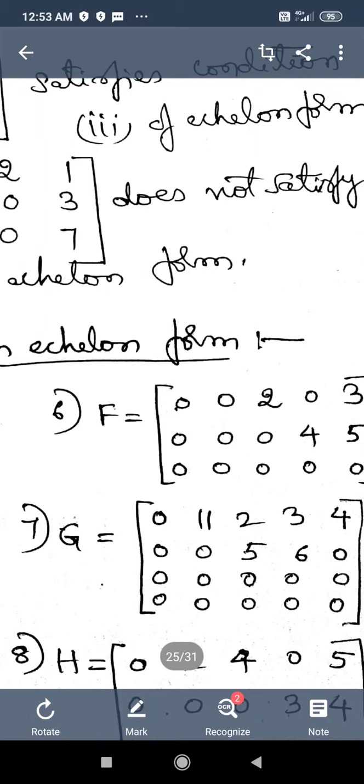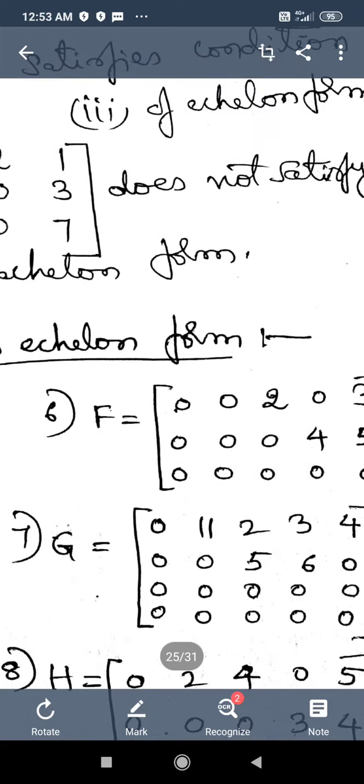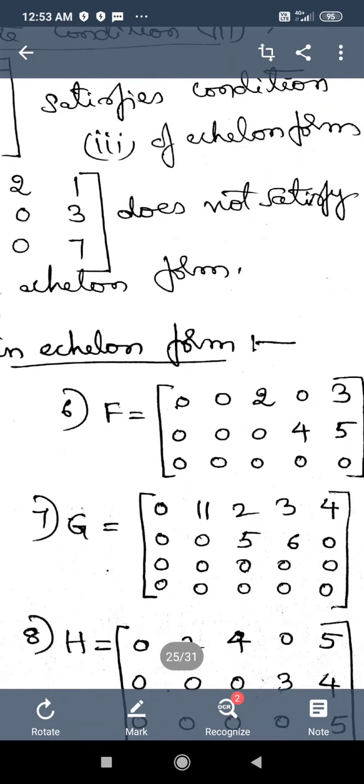So elements below 2 are two zeros. So that condition is satisfied. Even the element below 4 is also 0. So that condition is also satisfied. And the matrix F is in echelon form.